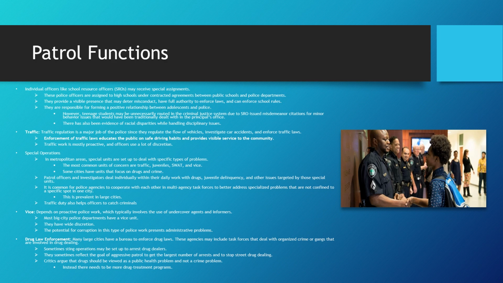Vice. This is where it depends on proactive police work, which typically involves the use of undercover agents and informers. Most big city police departments have a vice unit, and they also have a wide range of discretion.